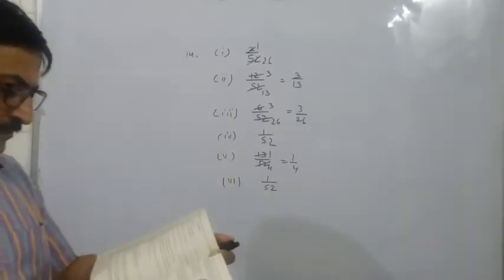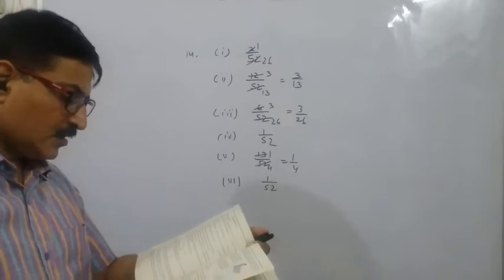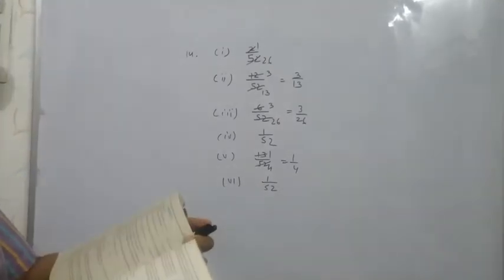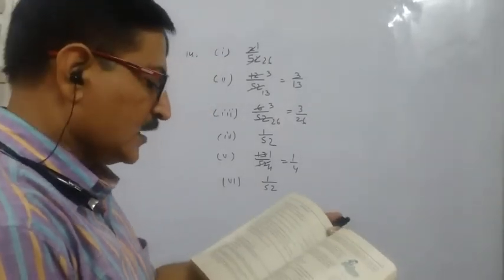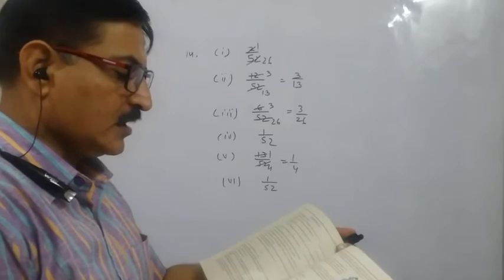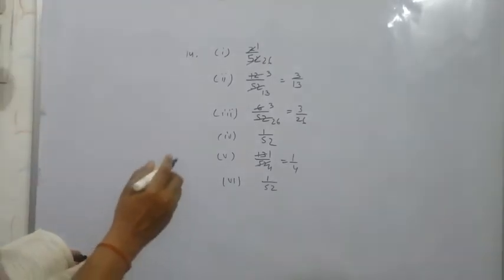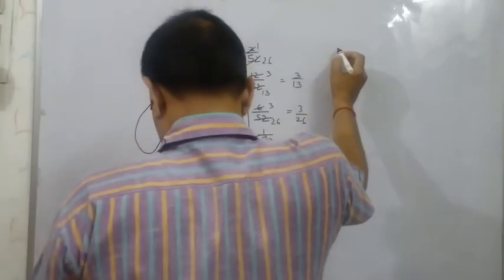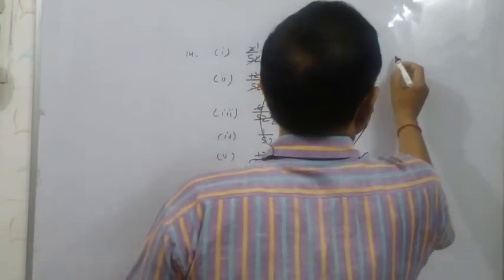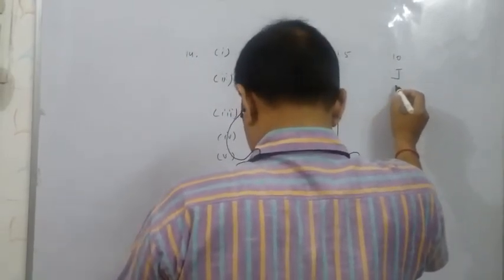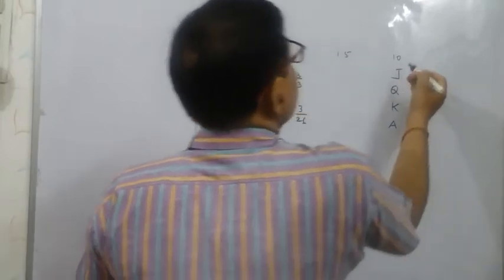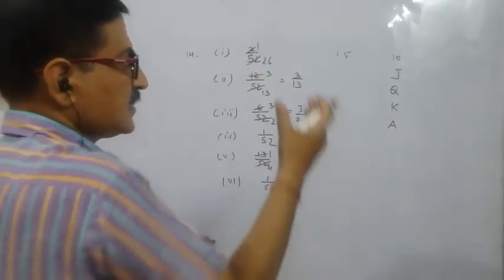Now the question number 15. 5 cards, the 10, jack, queen, king and ace of diamonds are well shuffled with their faces downwards. One card is then picked up at random. What is the probability that the card is the queen? In that, students, out of 52 cards, these 5 cards have been taken out: the 10, jack, queen, king and ace. These are the diamonds. From the diamonds, these 5 cards have been taken out.